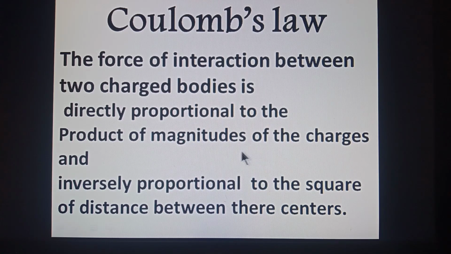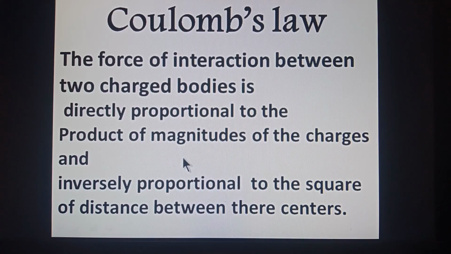Secondly, this force of interaction depends upon the distance between the charges, and it is inversely proportional to the square of the distance. It means that making the distance double reduces the force 4 times, and making the distance half increases the force 4 times. So force is inversely related with the distance. The farther the charges, the less will be the force. The closer the charges, the more will be the force.